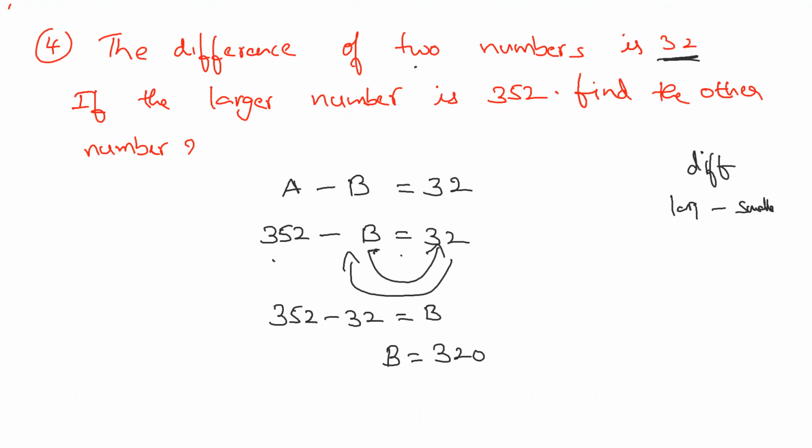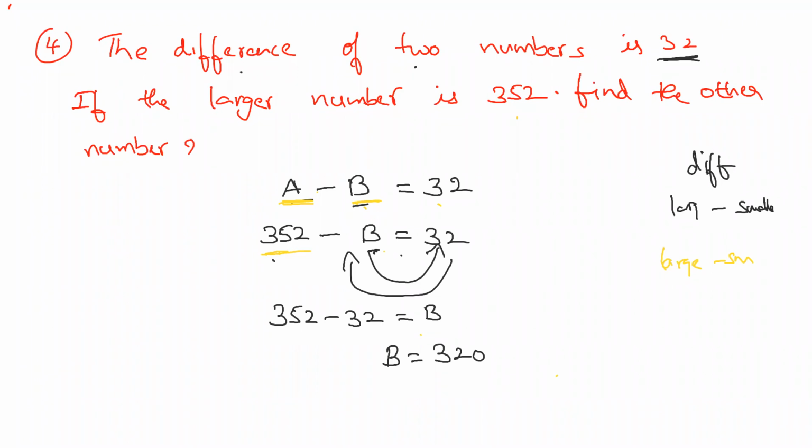Yes. Okay. Here, the difference of two numbers is 32. We are considering the two numbers as A and B. A minus B equals 32. Then, if the larger number is 352, in the place of A I am keeping 352, because a difference is possible for large minus small. 352 minus B equals 32. You have to find the B value. Here, the other number is B.